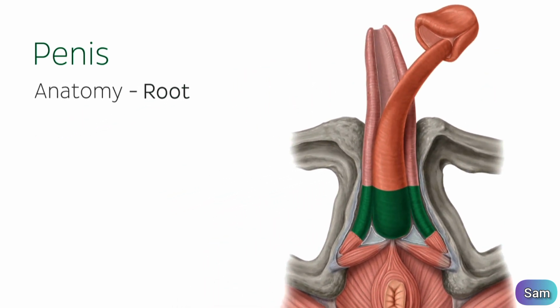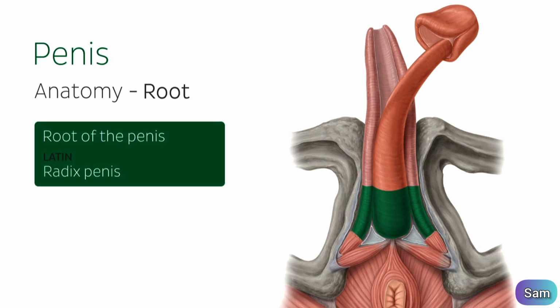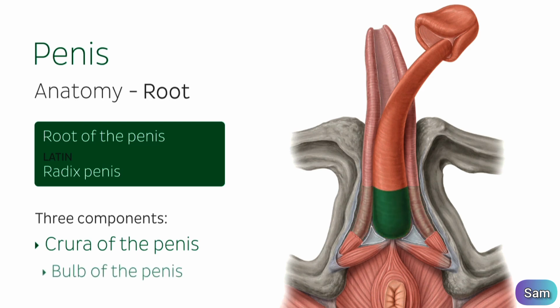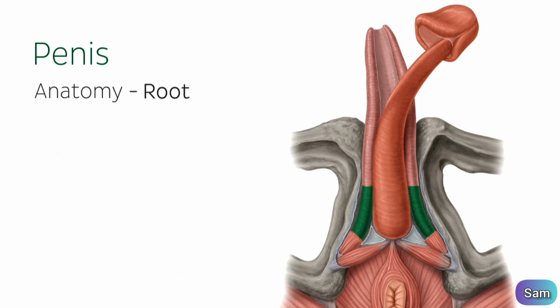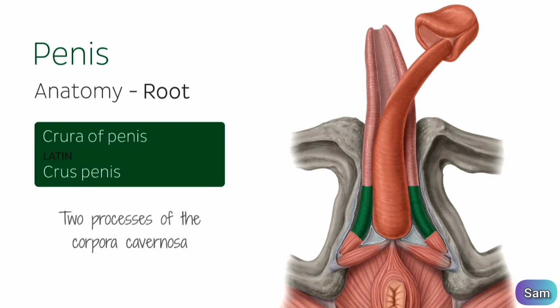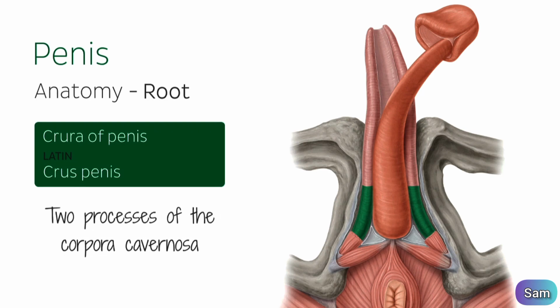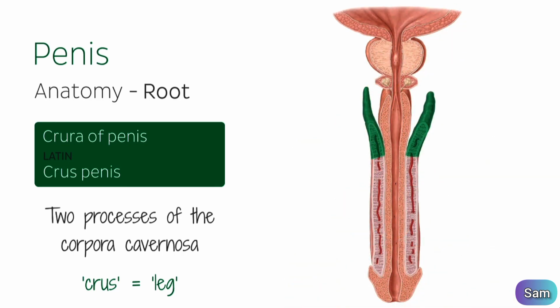So as you can see in our illustration on the right, the root of the penis has three components. It consists of two bilateral crura of the penis and the bulb of the penis. The crura of the penis are the two tapering processes of the corpora cavernosa, which diverge laterally in the perineum to form an attachment with the bony pelvis, specifically the ischiopubic rami. The word crura is the plural of crus, which means leg, and as we can see, they act as legs anchoring the penis to the pelvis. We can see this a bit more clearly in the next image.